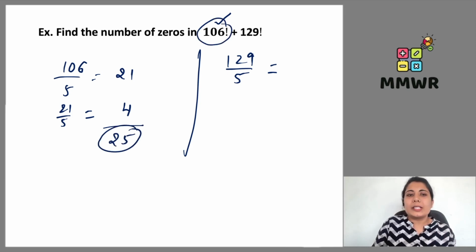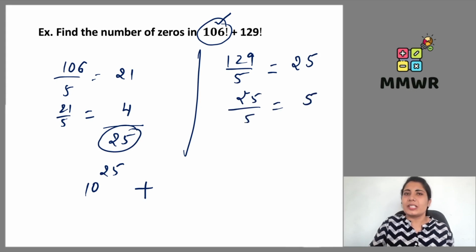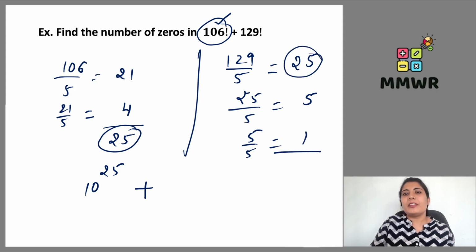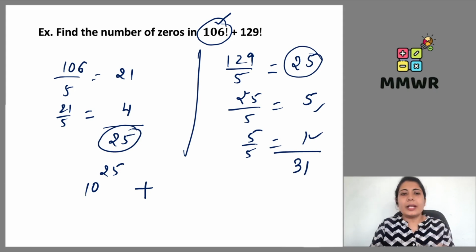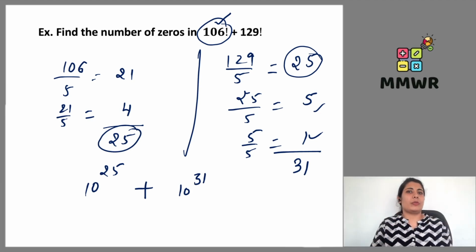From here we will be getting 25 zeros, so 10 to the power 25. Plus from 129, 5 2s are 10, 5 5s are 25. Now 25 divided by 5 gives me 5, 5 5s are 25. 5 divided by 5 gives me 1, 5 1s are 5. So 25 plus 5 plus 1 gives me 31. That means in 129 factorial we will have 10 to the power 31. That means how many zeros will be there? 31 zeros will be there.